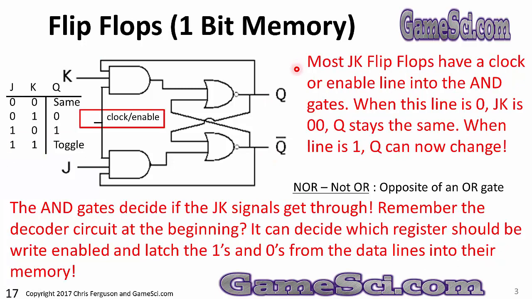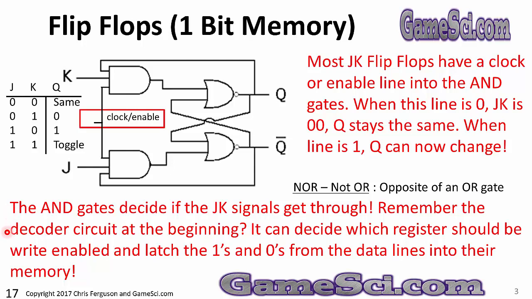Most JK flip-flops have a clock or enable line into the AND gates. When that line is 0, JK is 0, 0 at all times. Q stays the same. When that line goes to 1, Q now can be changed. The AND gates decide if the JK signals get through.